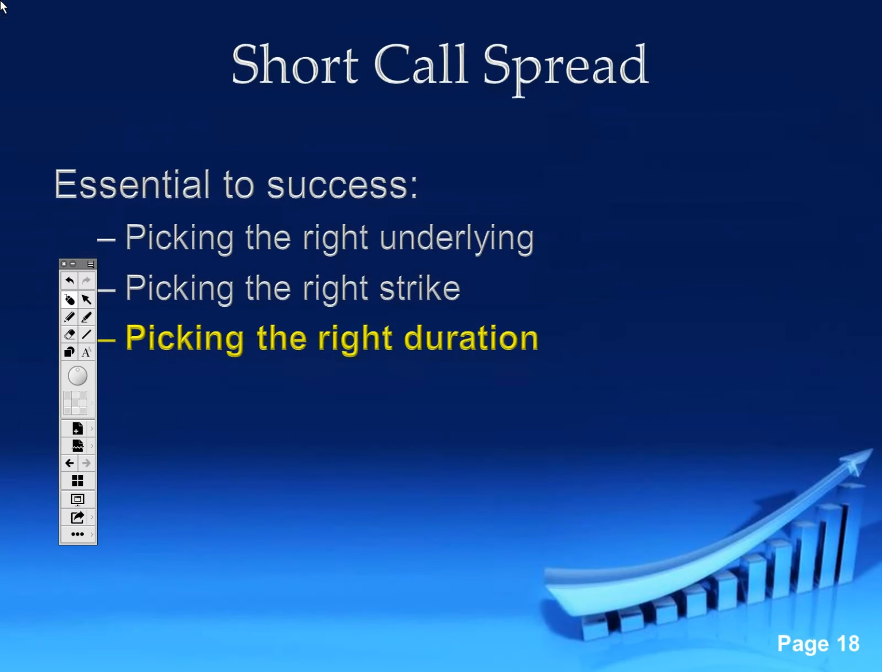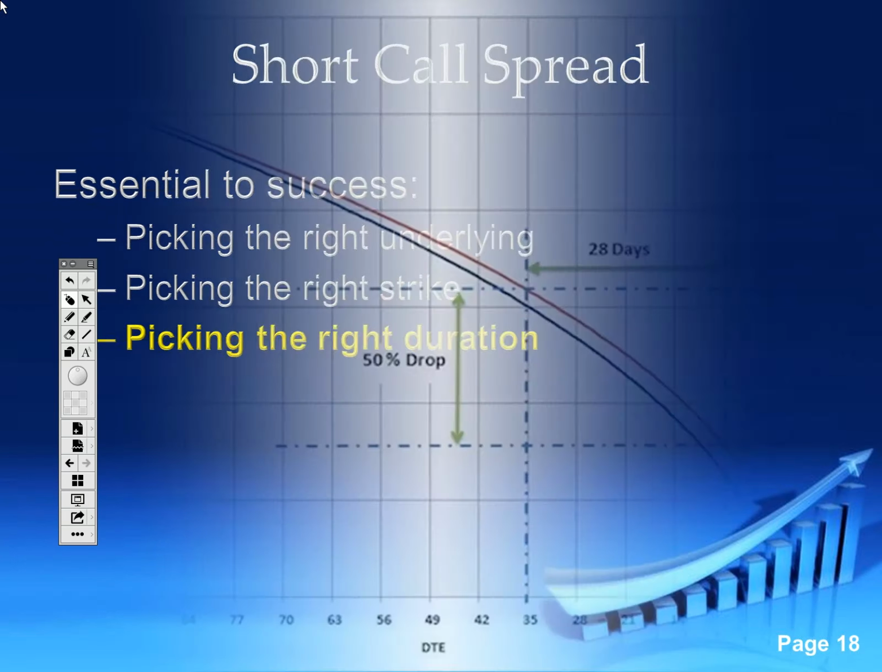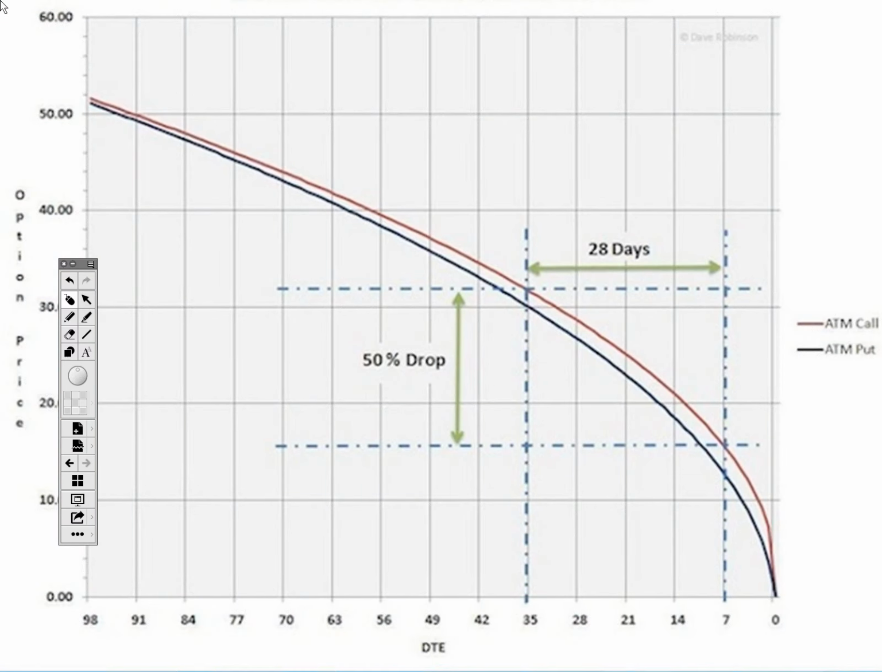All right, and the duration. Because we're collecting a credit, we want short duration. So we're going to be looking at getting inside of 35 days to expiration. That's the sweet spot. Basically, my rule here is we want it to be somewhere less than about 45 days to expiration.